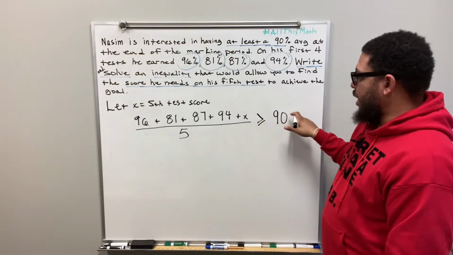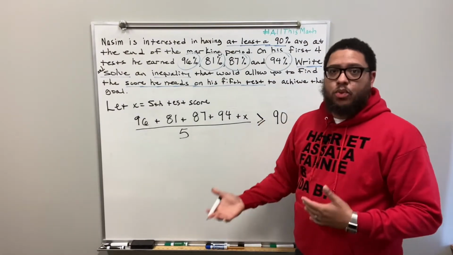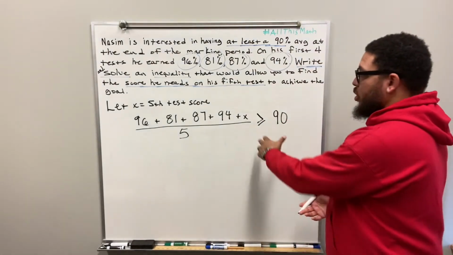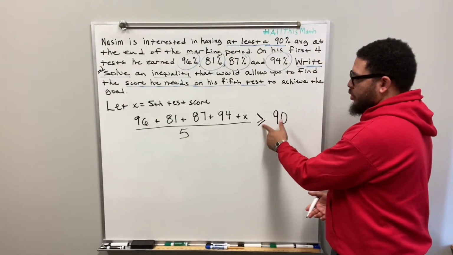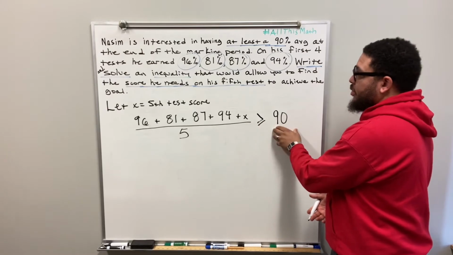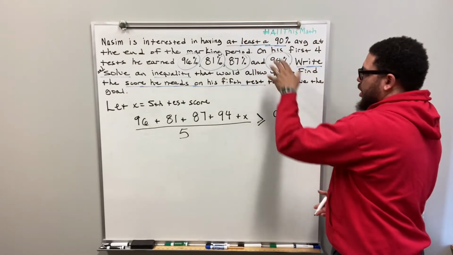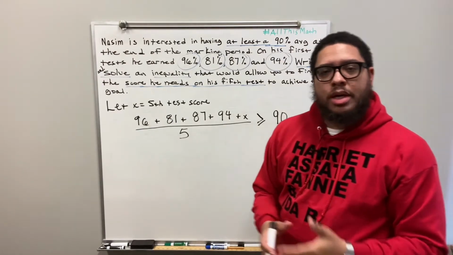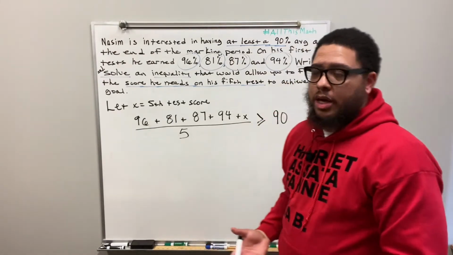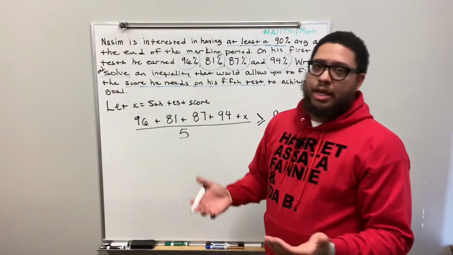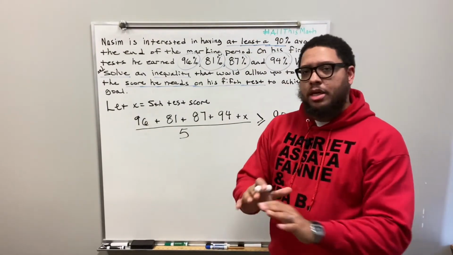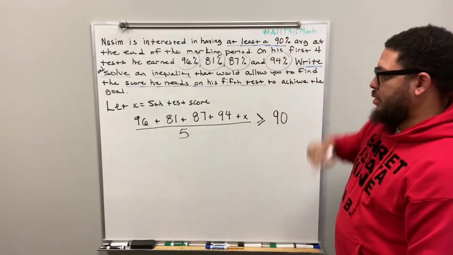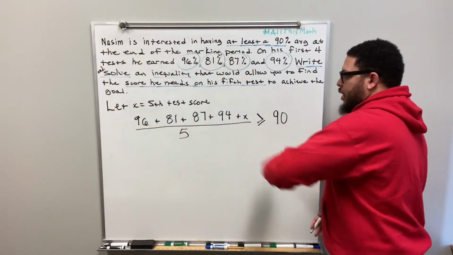Because it could be greater than 90. Greater than 90 is like I said, 91, 92, 93, 94, 95, right? Or it could be equal to 90, right? That little bar right there means equal to 90, all right? So when you see at least a number, think greater than or equal to. It wouldn't be less than or equal to, because less than or equal to would mean, okay, it could be a 90, an 89, an 88, an 87, 86. He doesn't want that grade. Nassim wants at least a 90. All right? So this is our inequality right here.